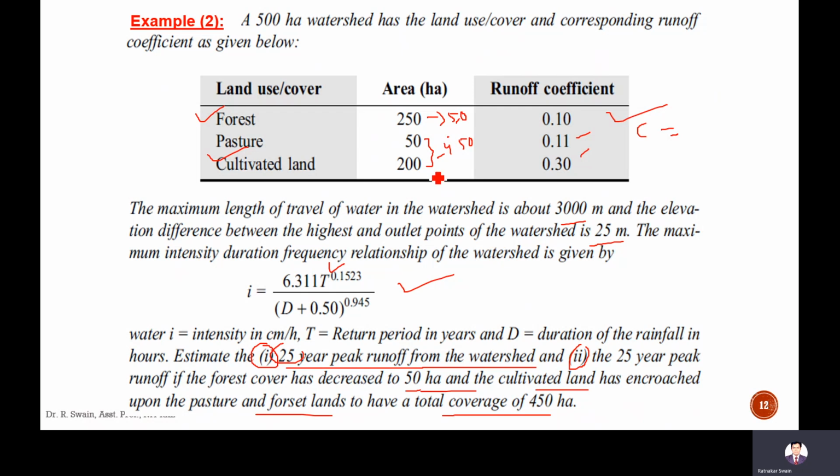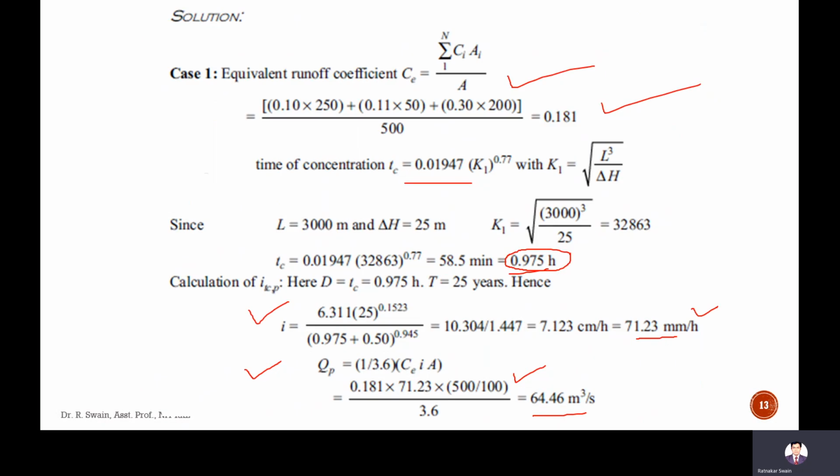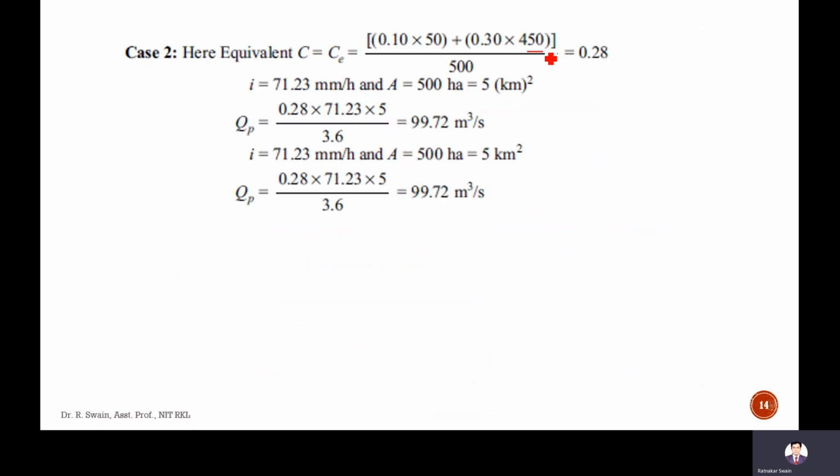It was 250 before, now it is 450, so there is a reduction of 200 elsewhere. So for the 450 area, C2 is 0.3 for cultivated land, and for the 50 forest land 0.1. Divided by the total area, it will give you 0.2, which is the runoff coefficient.